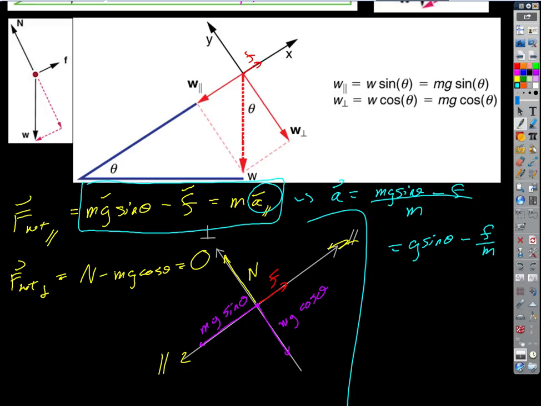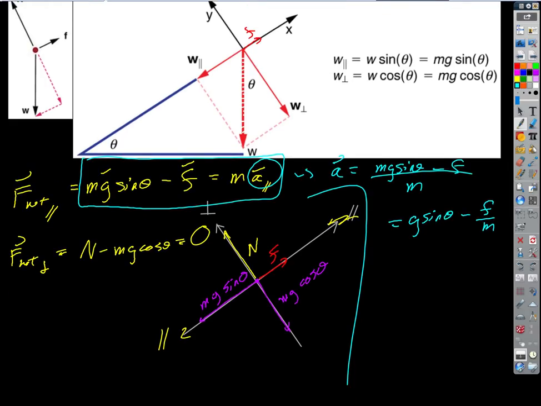We can plug in numbers now. So if sine theta, let's pull out the calculator and actually get an answer.